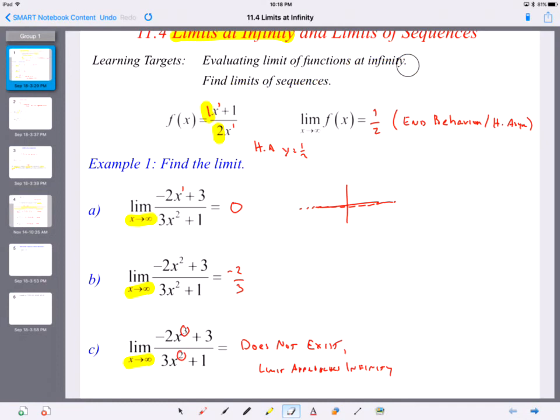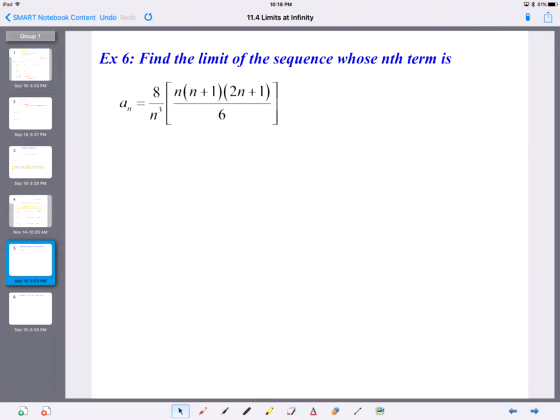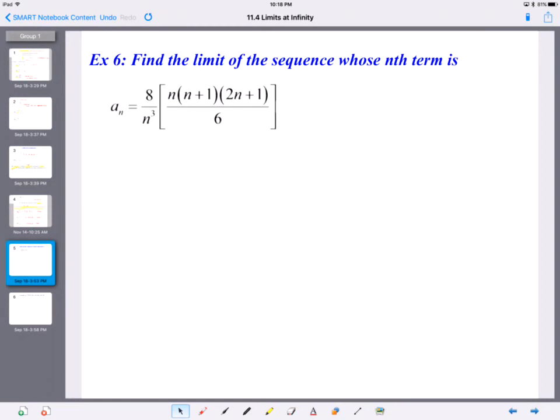So, alright, I have one more question for you I want you to try on your own. Take a look at this. I want you to find the limit of the sequence whose nth term is a sub n. So we're looking at the limit as n approaches infinity of a sub n. You don't have to tell me the first 5 terms of the sequence. I just want you to find the limit. So pause and see if you can figure out how you're going to do that. A little bit messier than the other ones, but still the same idea.